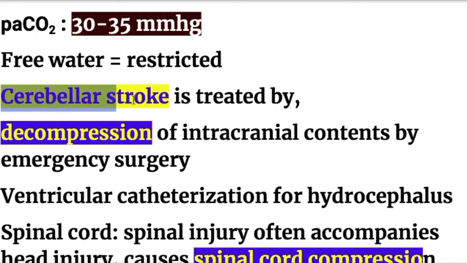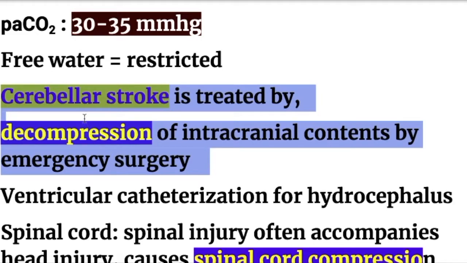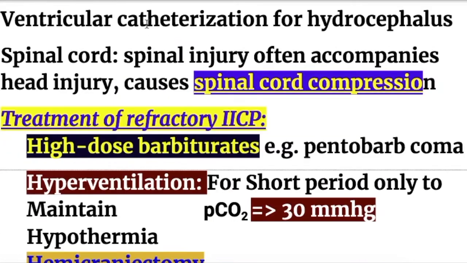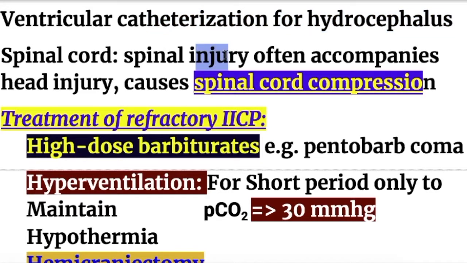Treatment of cerebellar stroke is by decompression of the intracranial contents by emergency surgery. We already have a separate video on hemorrhagic stroke treatment. Please watch that video for further details. Ventricular catheterization is done for hydrocephalus, and spinal cord injury often accompanies head injuries and may cause spinal cord compression, so spinal cord decompression should also be done.